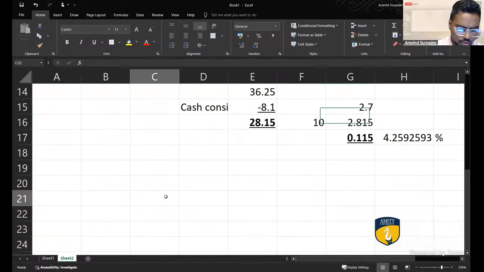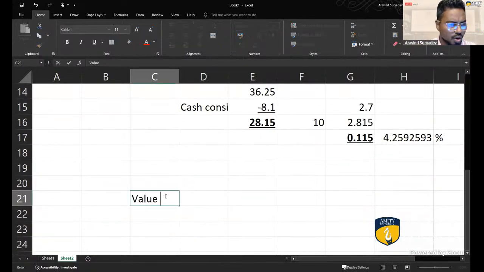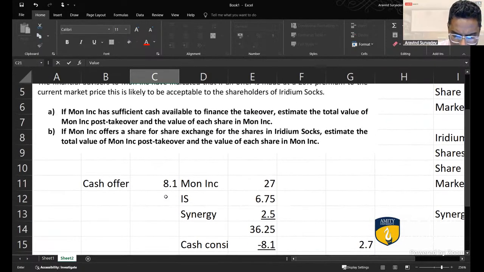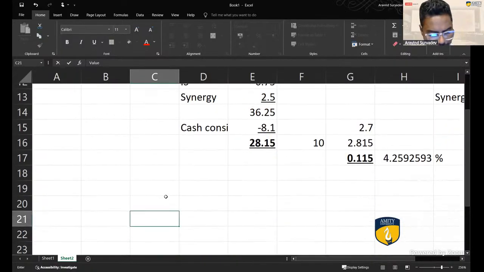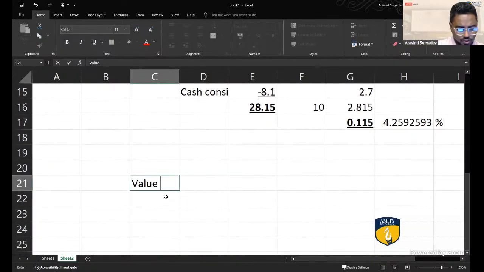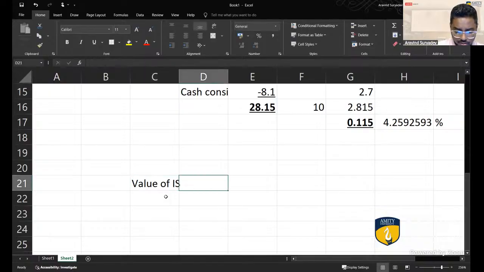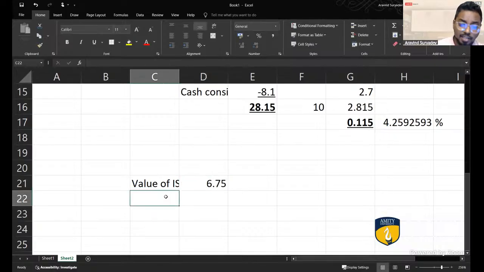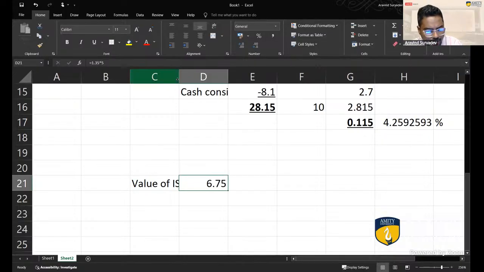Okay, so Mon Incorporated in this case, first off, we are giving shares, not just cash. It's a share for share exchange. Estimate the total value. So we are giving shares. The value of Iridium Stocks we already calculated as 6.75. I hope you remember, $1.35, the market value of the share, multiplied by 5 million shares. This is the value of the Iridium Stocks company.